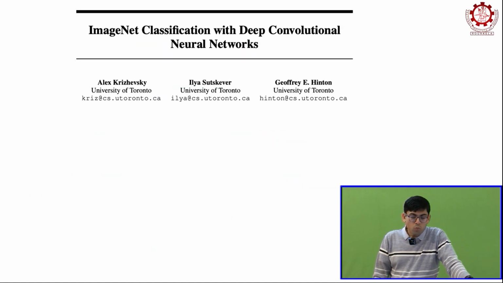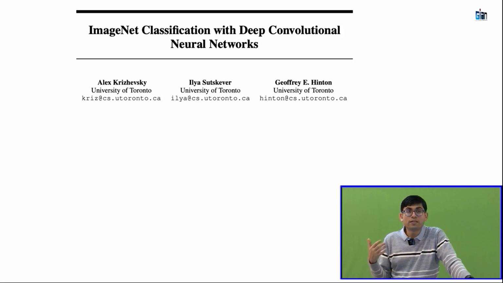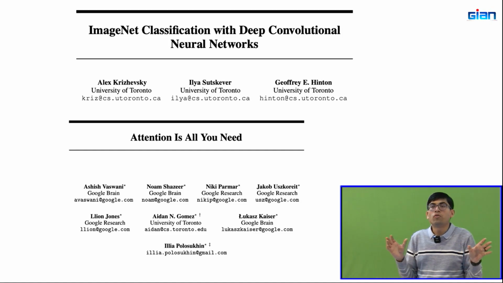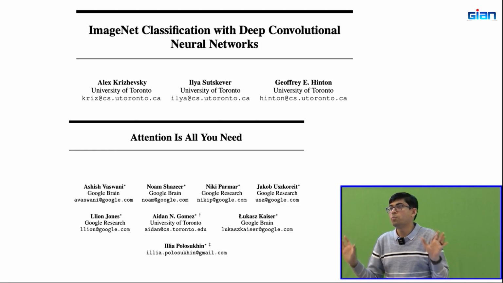So this was one of the first papers that came out that dealt with classifying the ImageNet dataset with deep convolutional neural networks. And then this is the paper that sort of changed the paradigm, and nowadays it's mostly about transformers. And the underlying theory or concept there is attention. By attention, what I mean is how does one part of your data relate to another part of the data, right? So that's the attention mechanism.